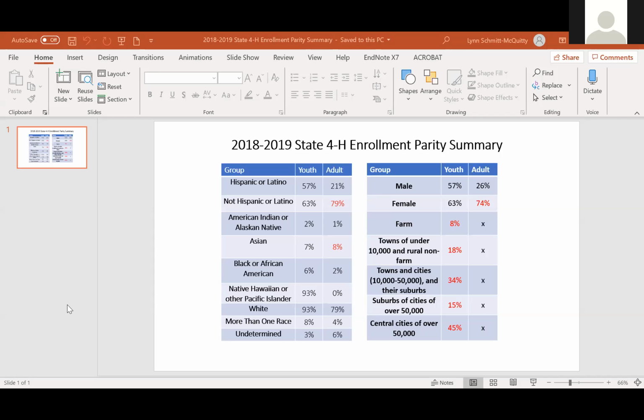So is the Native Hawaiian Pacific Islander incorrect on the youth? Because it's 93%, same as white. These are the correct numbers. This is within our percent of parity, right? It's not that 93% of our young people are Native Hawaiian or Pacific Islander. It's that we're 93% within parity.